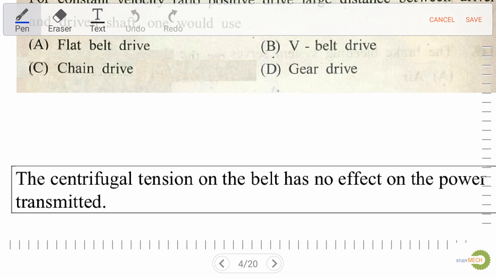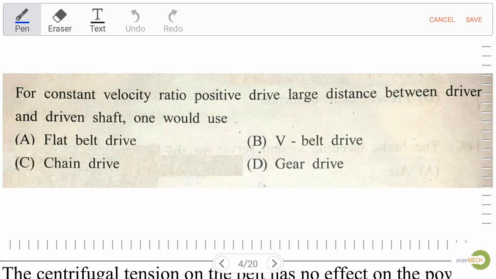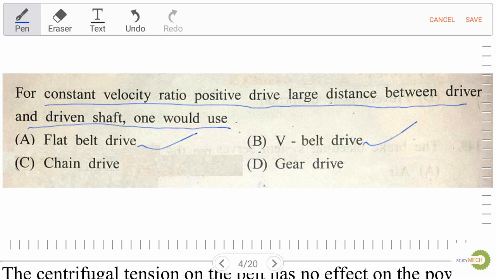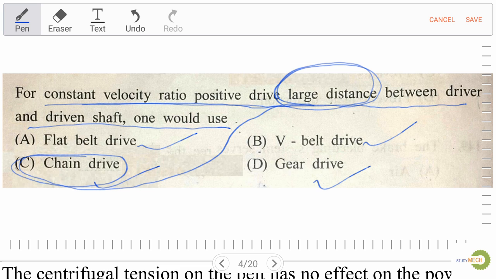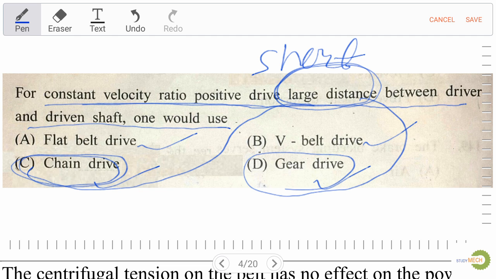Now let's move to the next question. For constant velocity ratio, positive drive, large distance between driver and driven shaft, one would use option A flat belt drive, option B V belt drive, option C chain drive, and option D gear drive. Well, for constant velocity ratio, positive drive, large distance, our right answer is chain drive. Now if it is given for short distance, then our right answer is gear drive.